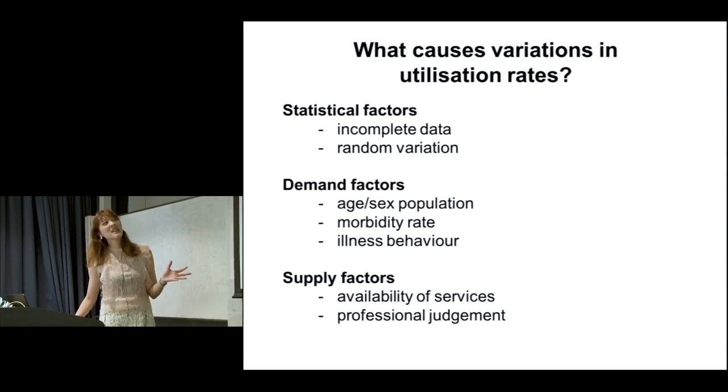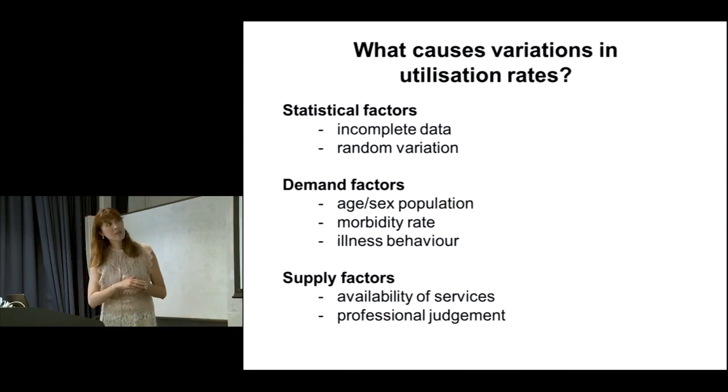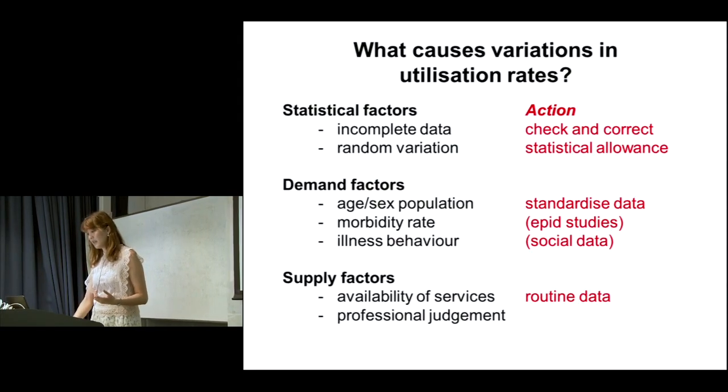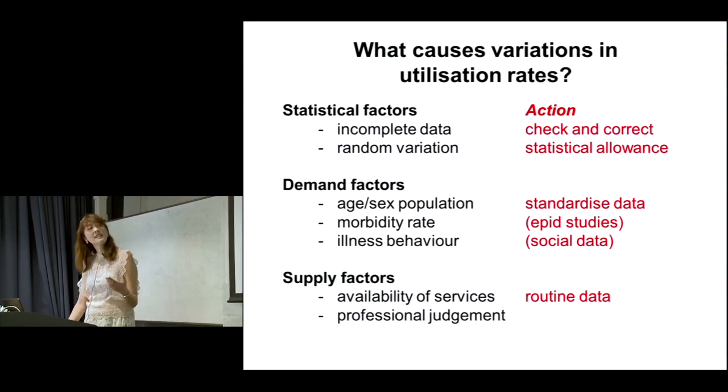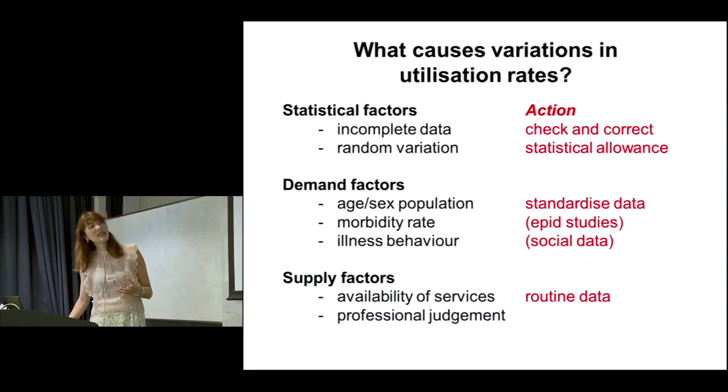Okay, so when we're presented with data like that on utilization rates, what can we do? Actually, before we even get into that, it's important to consider a few things. Statistical factors are important to think about when you look at data. We know that sometimes data is incomplete, so we always have to question the data to make sure it's correct. Random variation can mean statistical differences, chance, bias, confounding, and so we can actually do something about those.